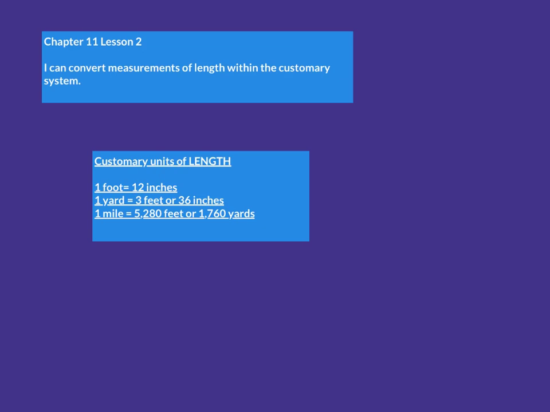Today is 3/16/2020. Well, that took me a minute, right? And then you can write down your learning target. I can convert measurements of length within the customary system.